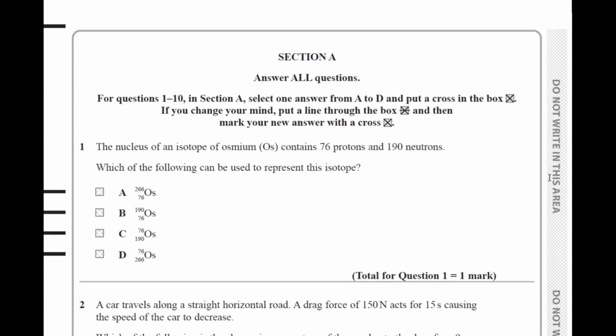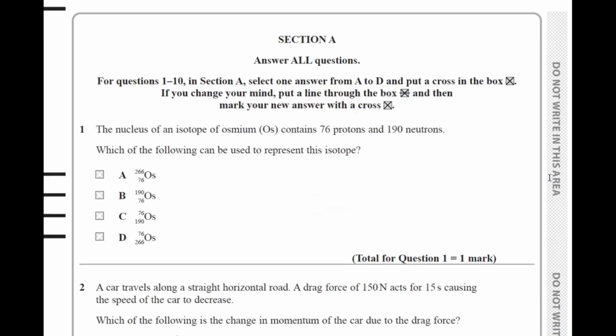In section A, first question, it's related to the atomic structure. And when you are writing atomic structure of a certain element, it's really important to know that we should write the mass number at the top, and then at the bottom we have to write the proton number. So mass number is basically the number of protons plus number of neutrons. Here number of protons is 76, number of neutrons is 190.